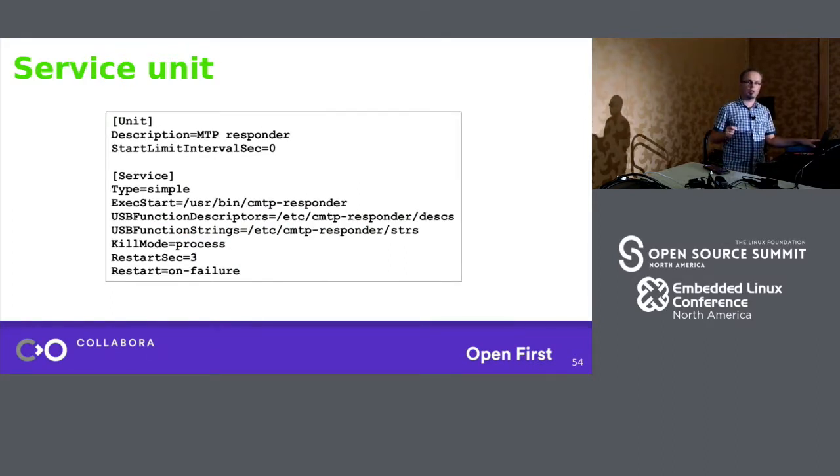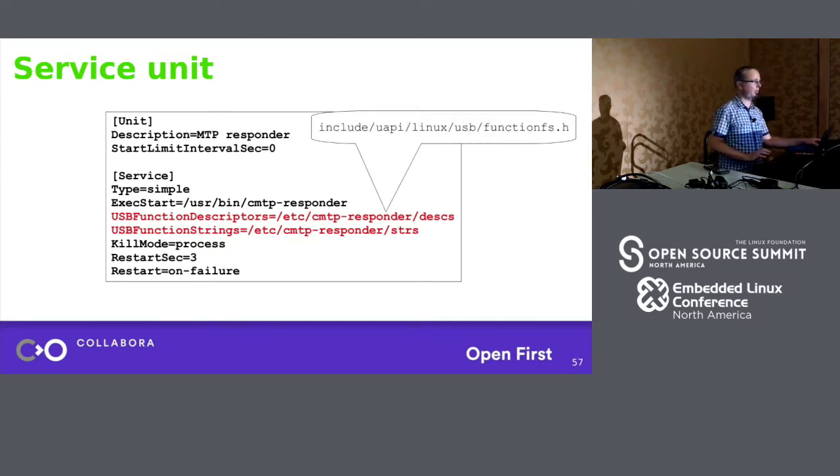This service unit is where you finally reference your USB function implementation, user space implementation of your USB function. So it specifies the daemon binary to be launched and USB function descriptors and USB function strings for FunctionFS. These are binary blobs whose format is specified in include/uapi/linux/usb/functionfs.h. They are written to the EP0 file by systemd. And the daemon binary is launched when it is actually needed.